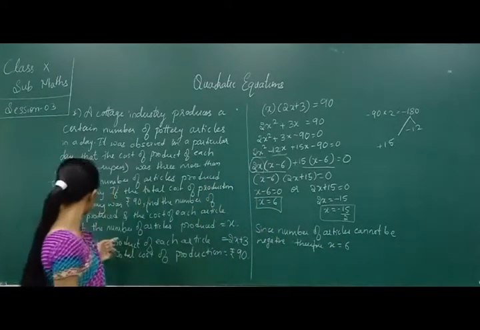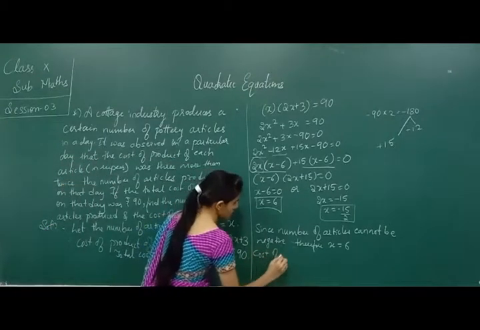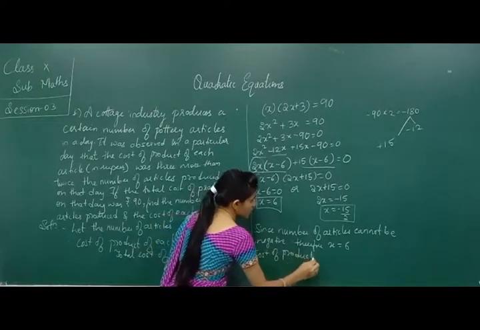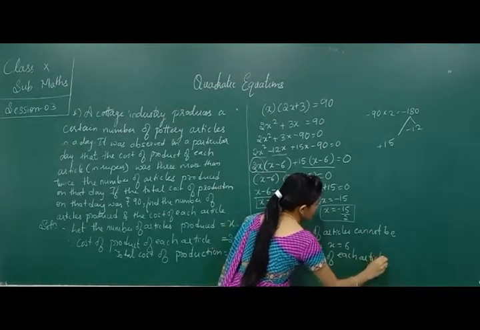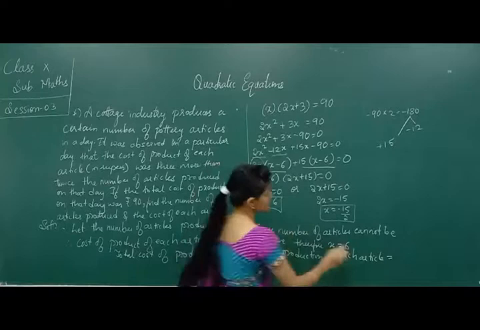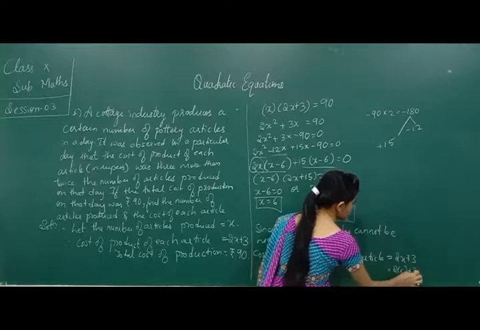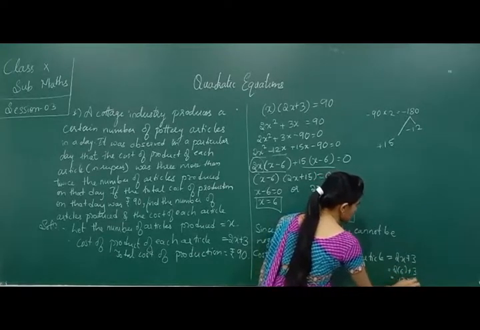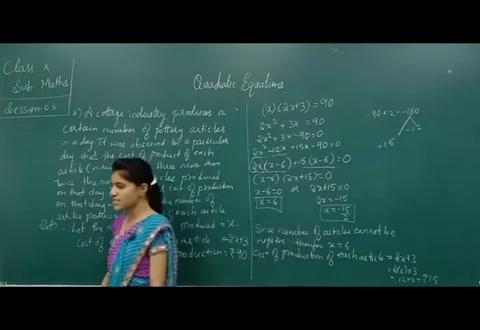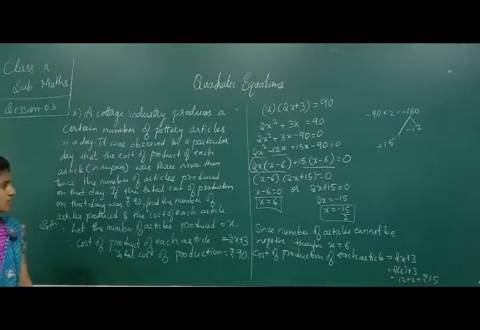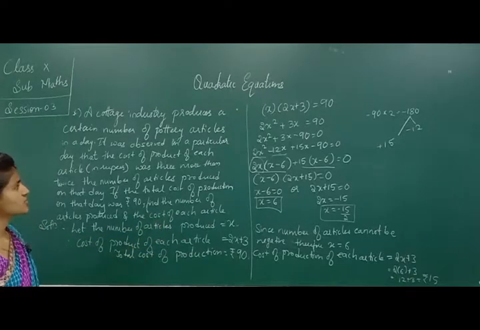And what about the cost of production of each article? How we have considered that as 2x plus 3, nothing but 2 into 6 plus 3, 6 2s are 12 plus 3 is nothing but how much? It's going to be rupees 15. So students, what have we found? We have found the cost of production of each article and also the number of articles produced on that day.